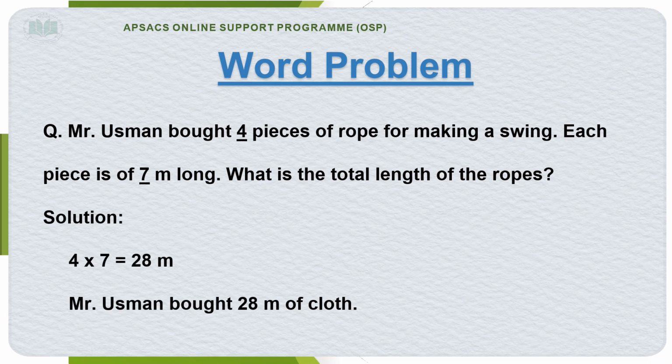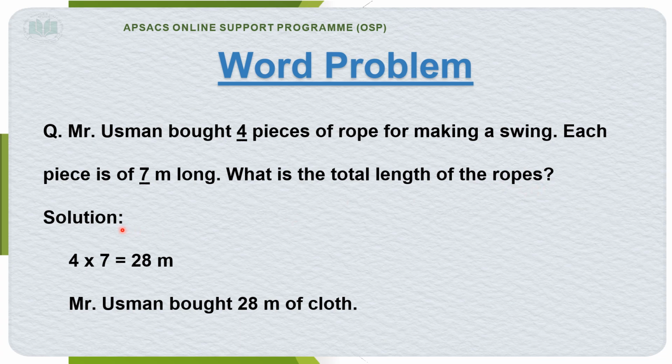Now, this is the time to understand how to solve the word problems related to length. The question over here is, Mr. Usman bought 4 pieces of rope for making a swing. Each piece is 7 meters long. What is the total length of the ropes?